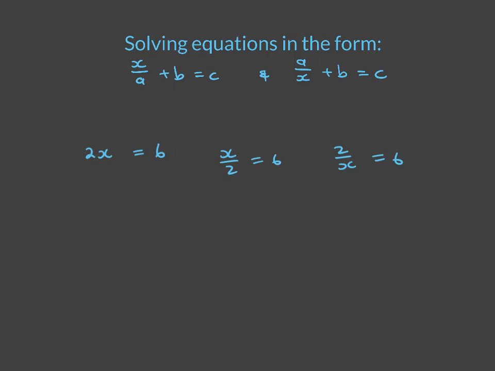So I want us to consider three different equations. The first one is 2x is equal to 6, the second is x over 2 is equal to 6, and the third is 2 over x is equal to 6. Quickly pause the video and see if you can find x.